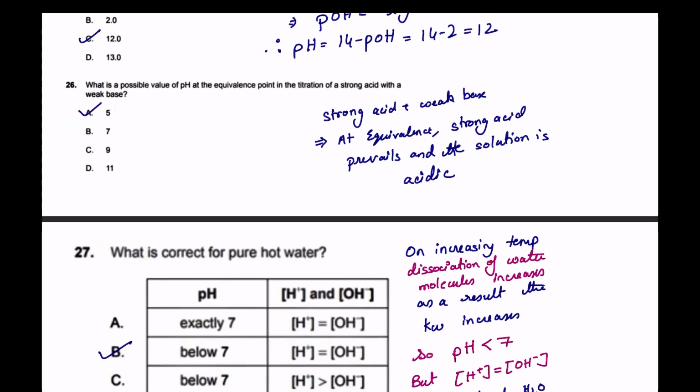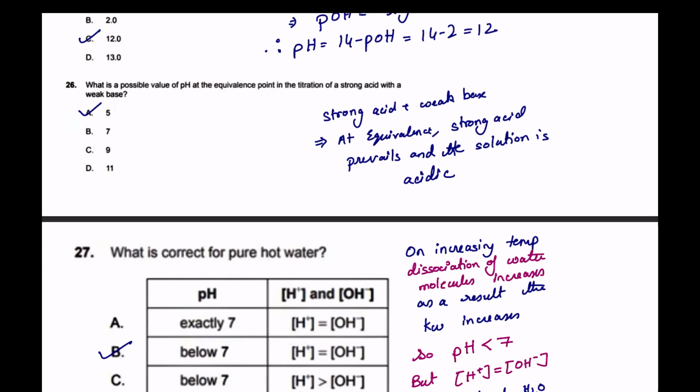Moving on to question 26. What is the possible value of pH at the equivalence point of titration of a strong acid with a weak base? Whenever you're titrating a strong acid with a weak base, at the equivalence point you will never get a pH equal to 7. A pH equal to 7 is only obtained on titration of a strong acid and a strong base. So 7 is not the answer.